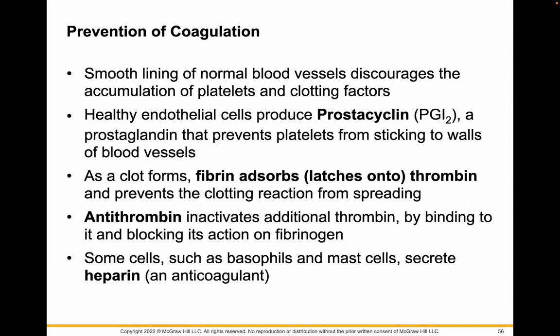As a blood clot forms, fibrin absorbs the thrombin and prevents the clotting reaction from spreading. Antithrombin inactivates the additional thrombin, so it kind of stops fibrinogen getting turned into fibrin. Some cells, like basophils, remember those? And you might have heard of mast cells from Anatomy 1. They secrete heparin, which is an anticoagulant. So there are chemicals and processes in place to stop you from getting a clot from sitting there too long. Of course, if you don't have healthy blood vessels, they don't work as well.